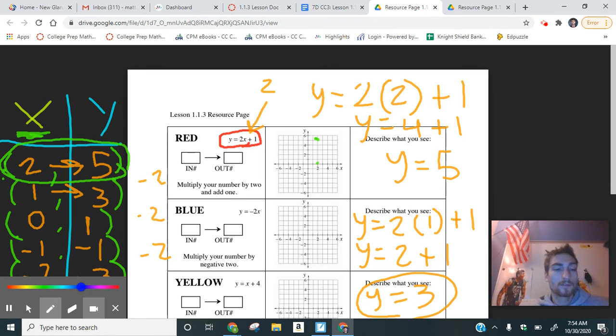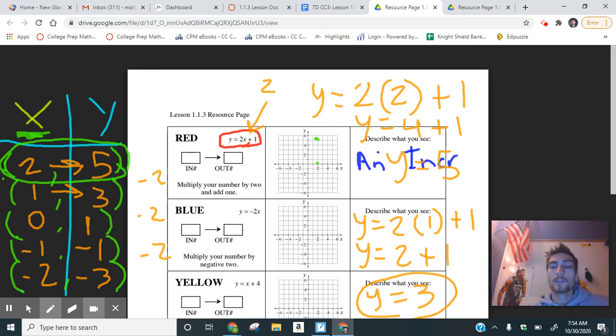I don't know how I just went back on that. That's pretty crazy. An increasing line, meaning from left to right, it was going up.